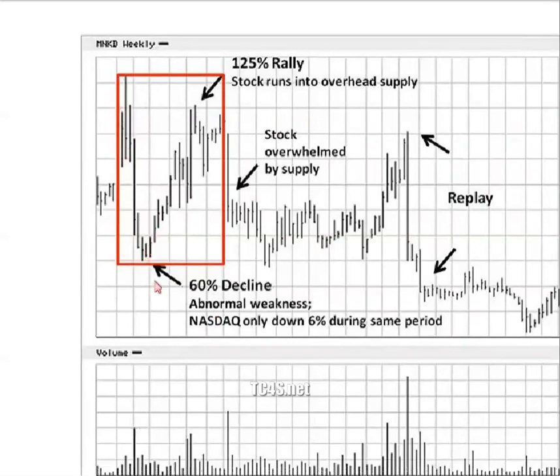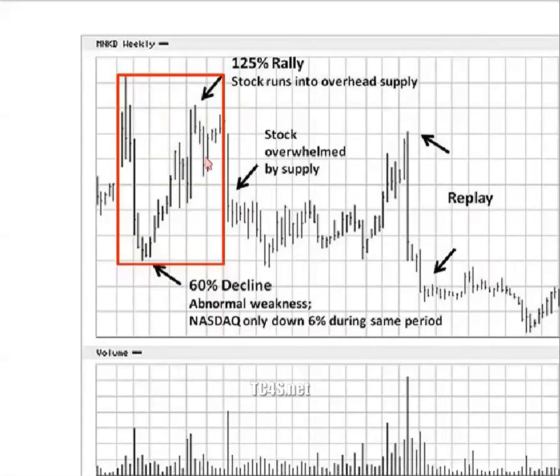Okay, and what I mean by too deep, when you start getting over 50%, 60%, that's huge weakness, especially if the market is only down a small amount during that period. If the market's off 40% in a bear market, you may get some stocks that are down 50%. However, in this particular instance, we've got a stock that's down 60%. Nasdaq's only down 6% during the same period. That's very abnormal.